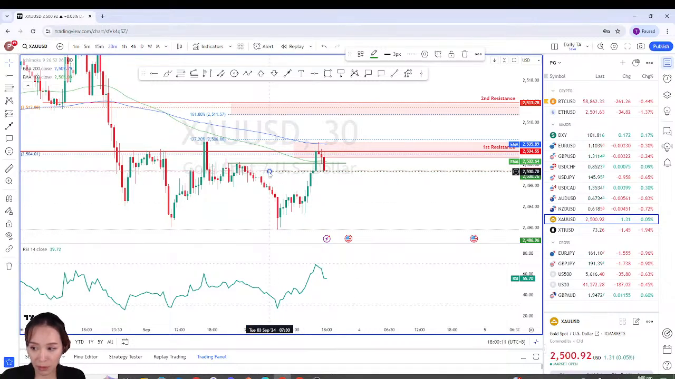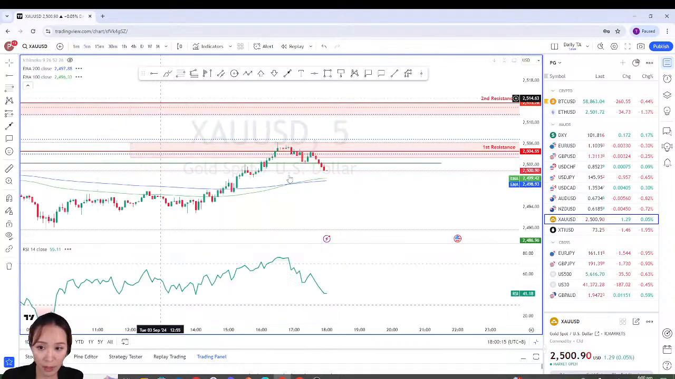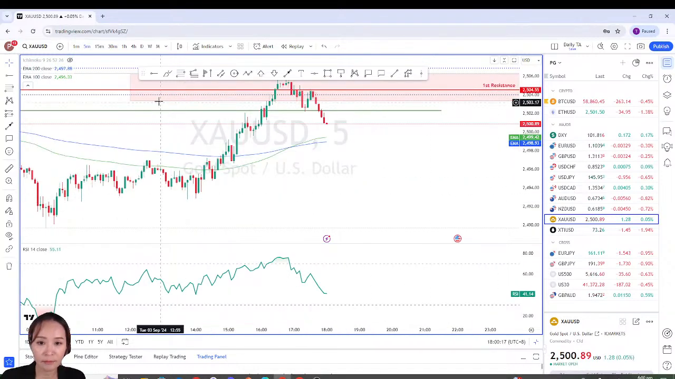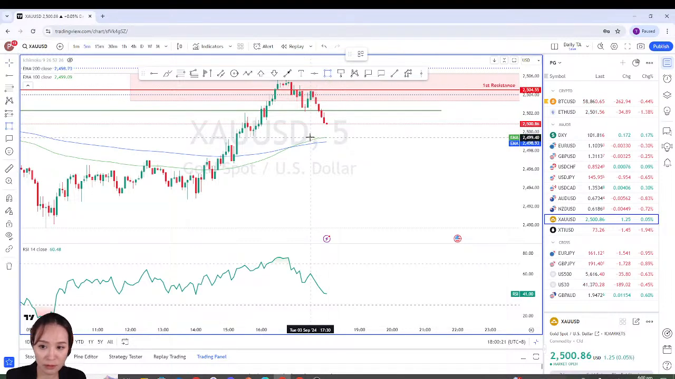It's about 9 pip more. Okay, I think they will, which is where there was somewhere around here. It will bounce in the lower time frame. Let me just wait and see.